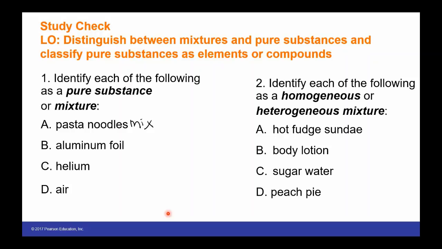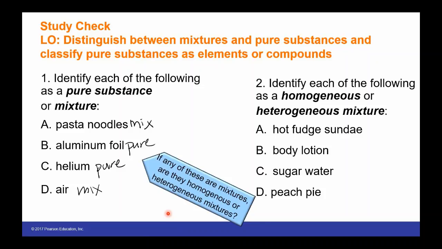What about aluminum foil? Aluminum foil is a pure substance because it's made of only aluminum. It's all aluminum atoms lined up, pressed out in a nice sheet. What about helium? Well, helium is a pure substance. Can we classify that additionally? Let's see. Air is what? Is it a pure substance or a mixture? Correct. It's a mixture because it's made up of carbon dioxide, oxygen, nitrogen, and other trace gases.